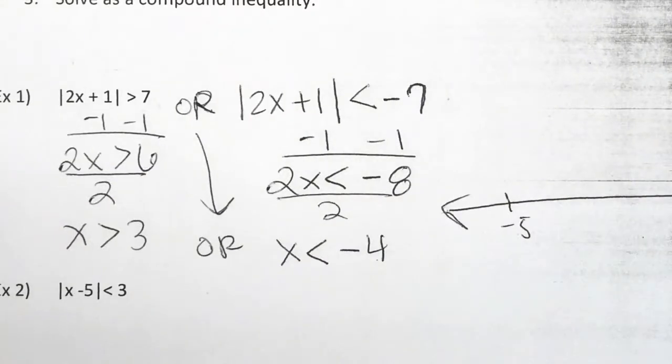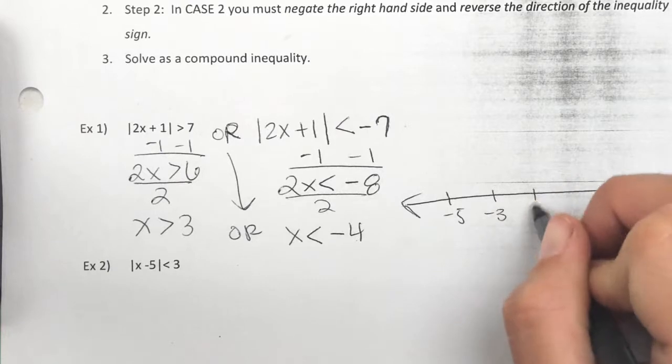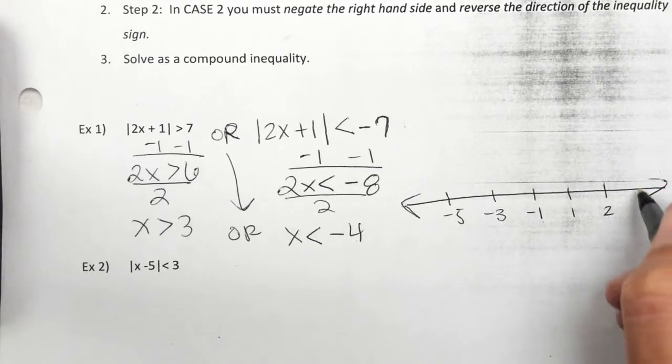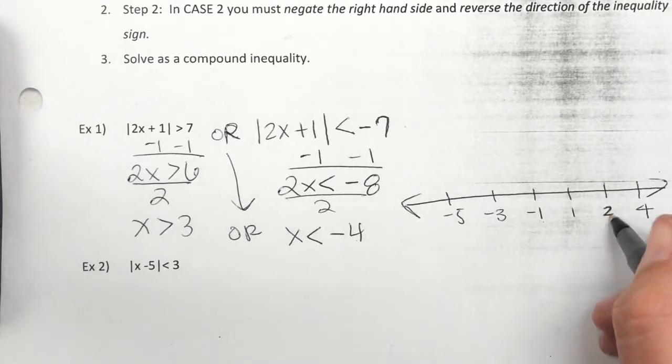So we can go from negative 5 to 4. And I'll go by 2s. That way my number line won't have to be so big. So negative 3, negative 1, 1, 3, 5.